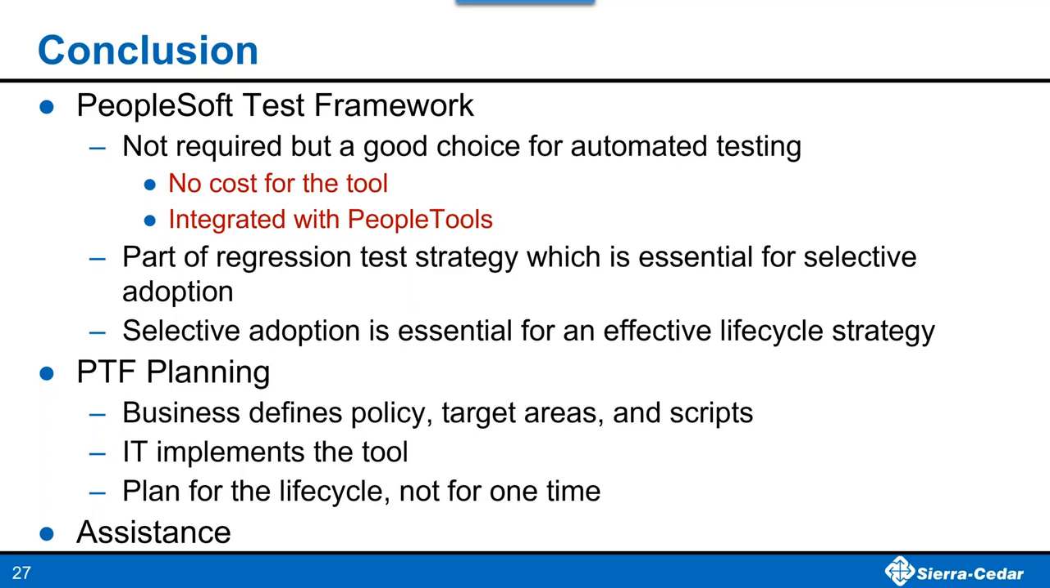And it's part of a regression strategy, which is essential for selective adoption. And selective adoption is essential for an effective lifecycle strategy. We believe they should update and test as often as possible. PTF planning: business defines the policy, targeted areas and scripts. IT implements and maintains the tool. And above all, plan for the whole life cycle, not for one time. We're in it for the long run, and this is what PeopleSoft is all about now.